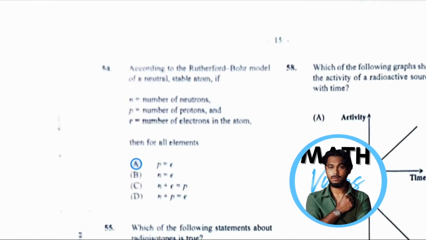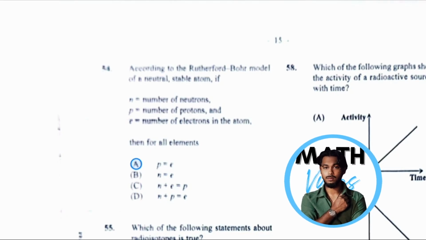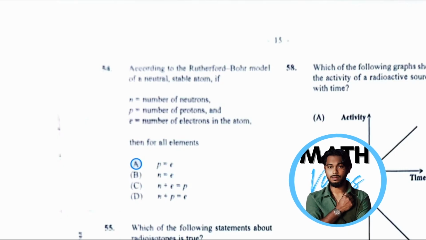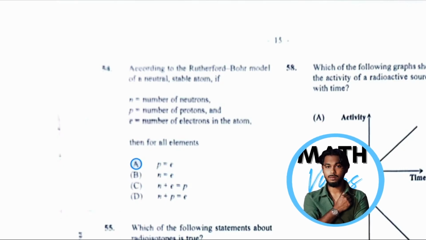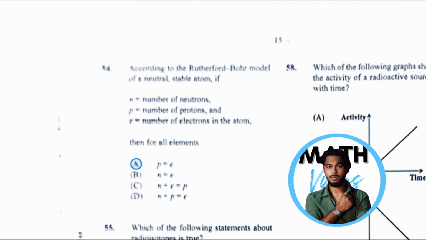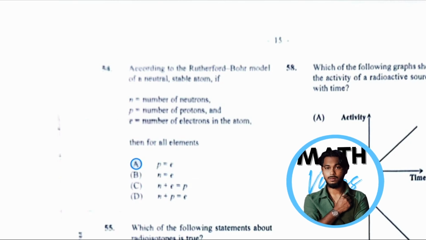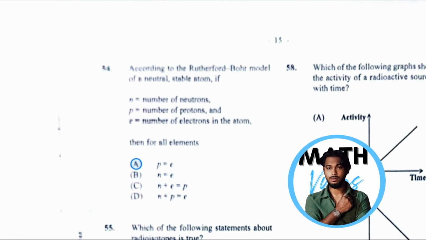54. According to the Rutherford-Bohr model of a neutral stable atom, if N is the number of neutrons, P is the number of protons, and E is the number of electrons, then for all elements, P must be equal to E. We're talking about a neutral atom. Neutral means not charged. And so if it's not charged, then the amount of positive charges, protons, must be equal to the amount of negative charges, electrons.